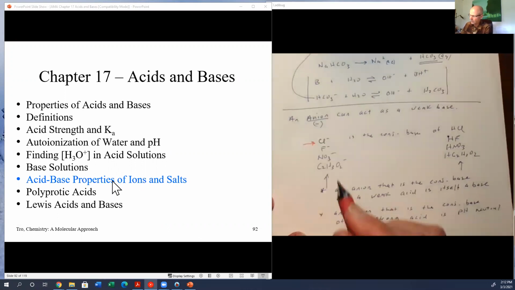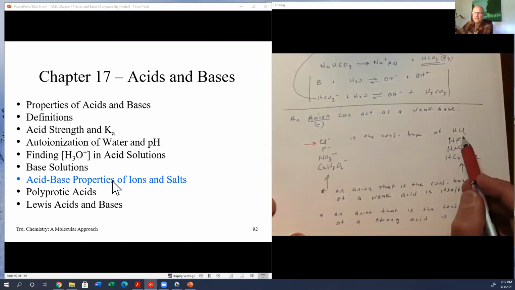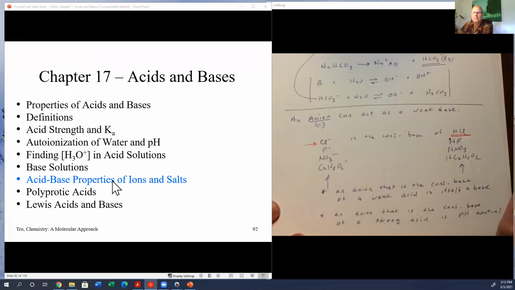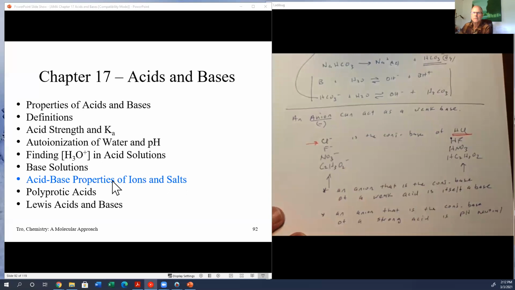Cl minus first. It's the conjugate base of HCl. What do you know about HCl? Is it a strong acid or a weak acid? Strong acid. So what do you know about Cl minus? Neutral. pH neutral. Okay. So Cl minus is not a weak base.